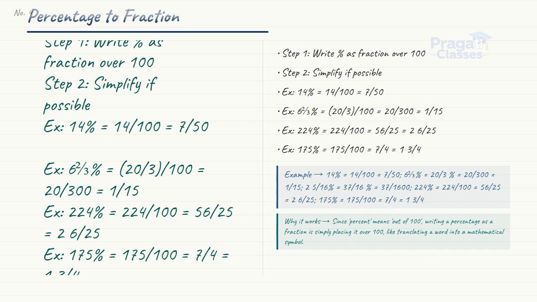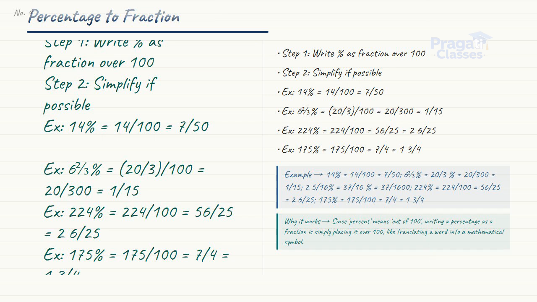Simplify by dividing top and bottom by 20, and you get 1 over 15. For 224%, it's 224 over 100. Divide both by 4 to get 56 over 25, which is an improper fraction. As a mixed number, that's 2 and 6 over 25. And 175% is 175 over 100, which simplifies to 7 over 4, or 1 and 3 over 4.